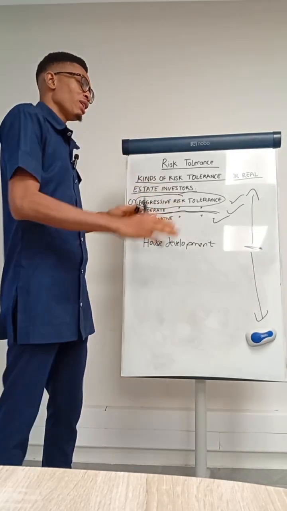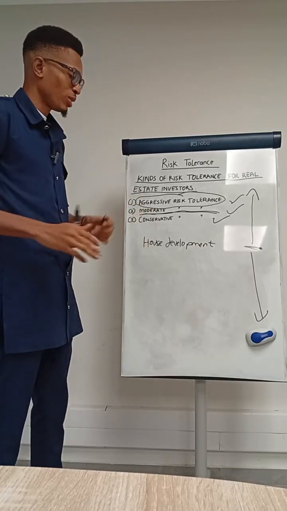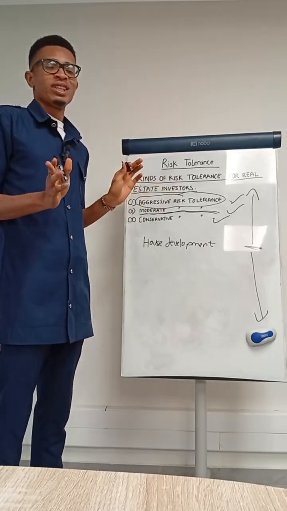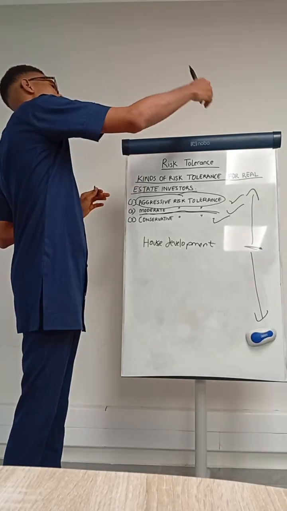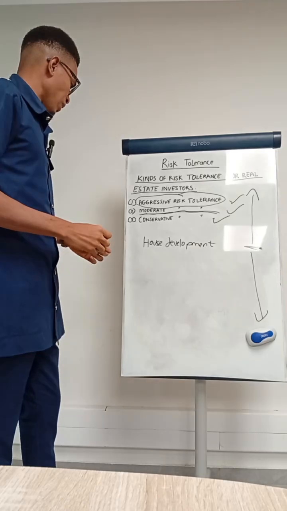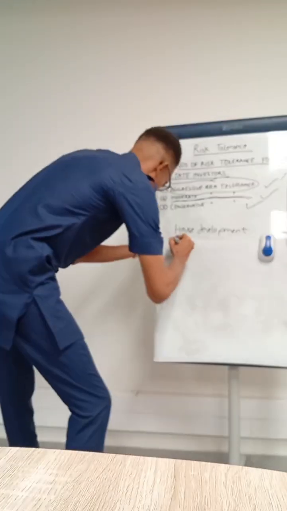People who fall into this category are maybe people in their mid 40s, thereabout, late 30s. They don't want any form of loss at all. And they don't want anything that will make their capital disappear. An example of moderate risk investment is agrotourism.